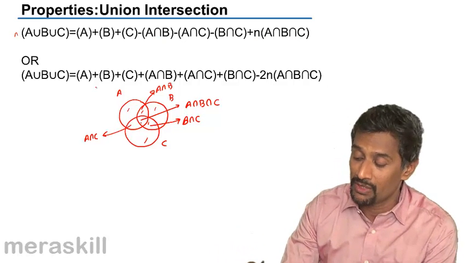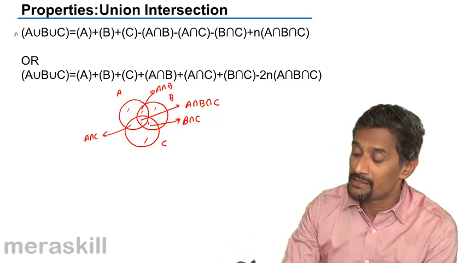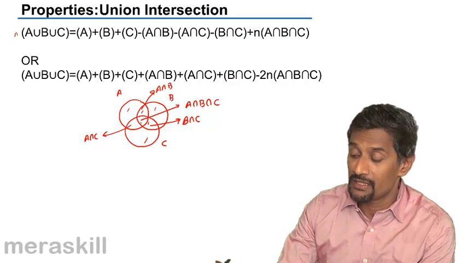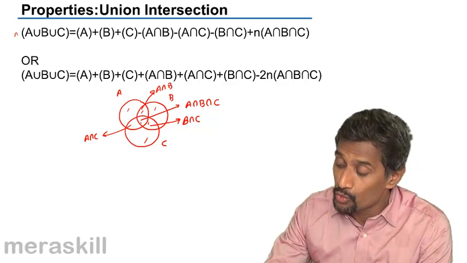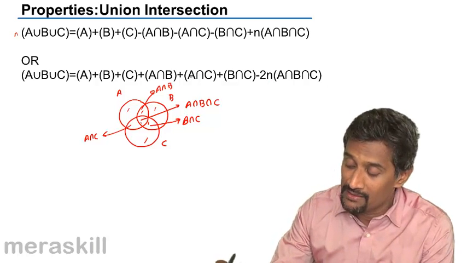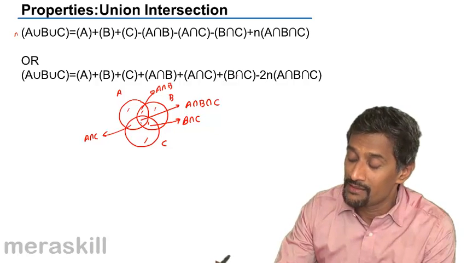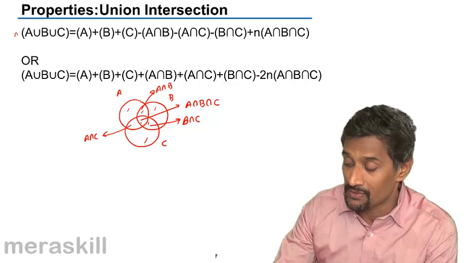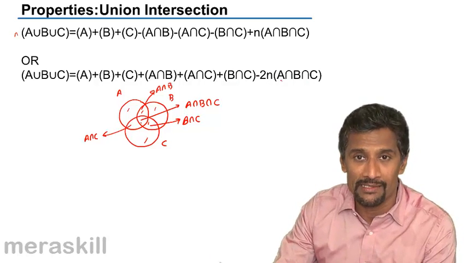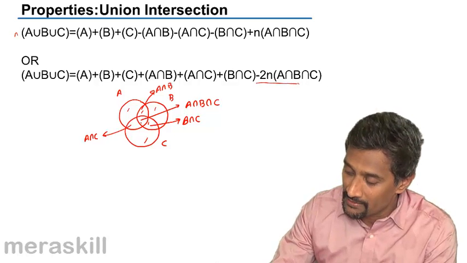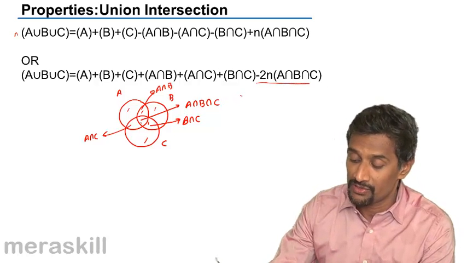Or the same thing can be written as A plus B plus C, add up, plus A intersection B plus A intersection C plus B intersection C, minus 2 times the number present. Because every time you add this, this and this, A intersection B intersection C gets added 3 times, out of which we need only once. Otherwise there will be overlapping. Hence 2 of those times we subtract A intersection B intersection C.